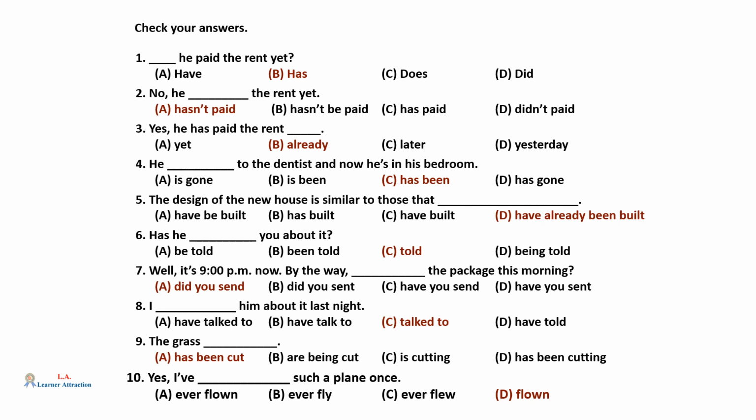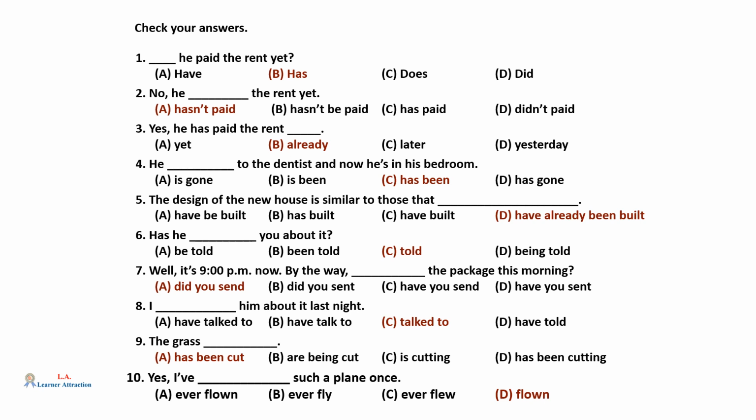Check your answers. Question 1. B. Has he paid the rent yet? Question 2. A. Hasn't paid. No, he hasn't paid the rent yet. Question 3. B. Already. Yes, he has paid the rent already. Question 4. C. Has been. He has been to the dentist and now he's in his bedroom.